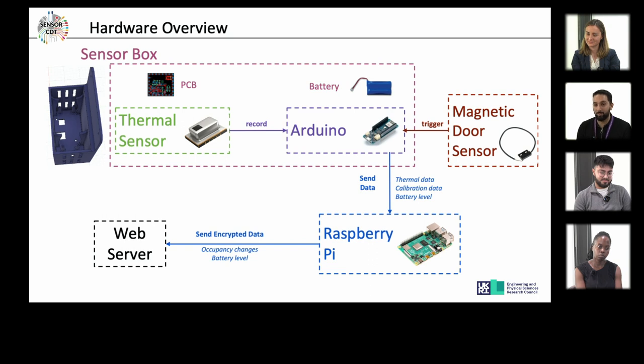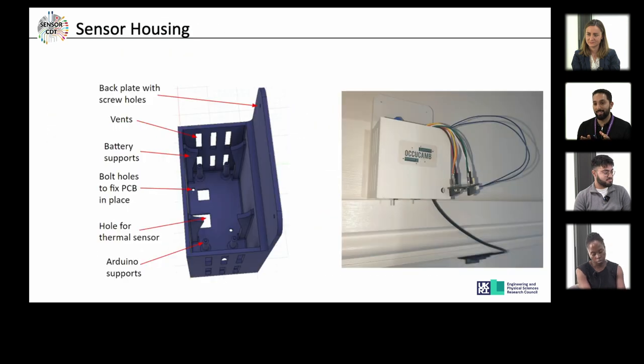And why do we have this setup? Basically, the thermal sensor needs a computer to control it, and that's the Arduino. It's a basic computer. And then obviously you need a battery for the Arduino. But because the Arduino consumes a lot of energy, what we decided to do is to use a magnetic door sensor. So it's only turned on when you open the door, basically. And this saves energy. And then the Raspberry Pi basically takes the data and sends it to the cloud.